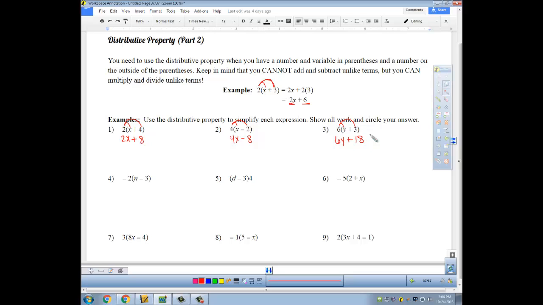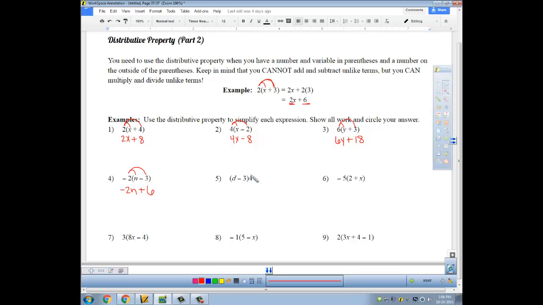Always make sure that you separate your terms with addition or subtraction. I saw some people in your homework writing like 6y comma 18. No, it should be separated with addition or subtraction. Number 4, we're getting into some negatives, but that's okay. Negative 2 times n is just negative 2n. And negative 2 times negative 3, negative times negative is a positive. 2 times 3 is 6.